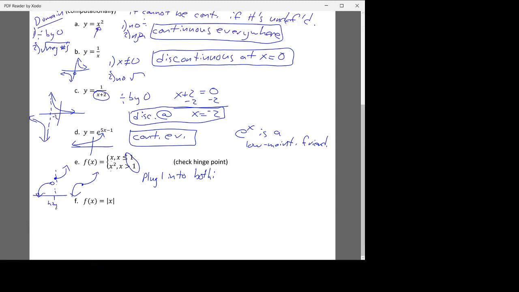Call it the hinge point right here, which is 1. So plug 1 into, so we have x and x squared are the two formulas. Plug 1 in, we have 1. We plug 1 into that, we have 1 squared, which is 1. And then you look at them and you say, oh, are they the same? Yes. If they're the same, then it's continuous everywhere.